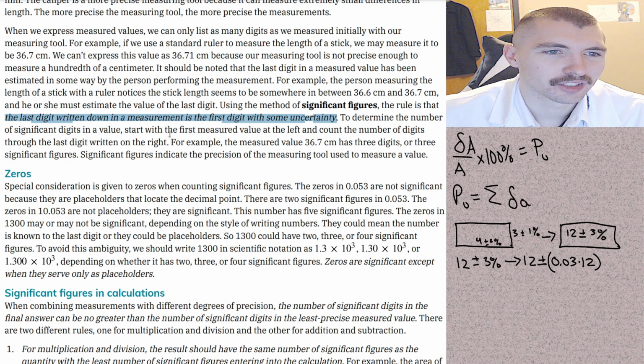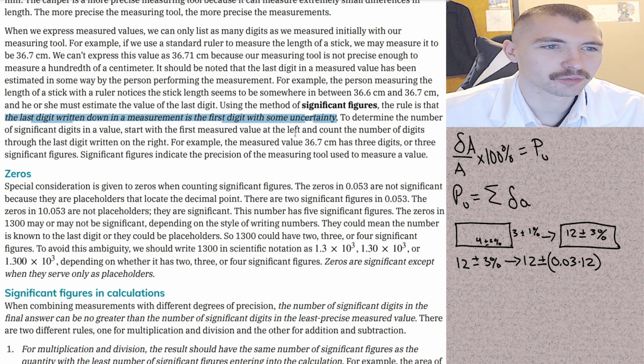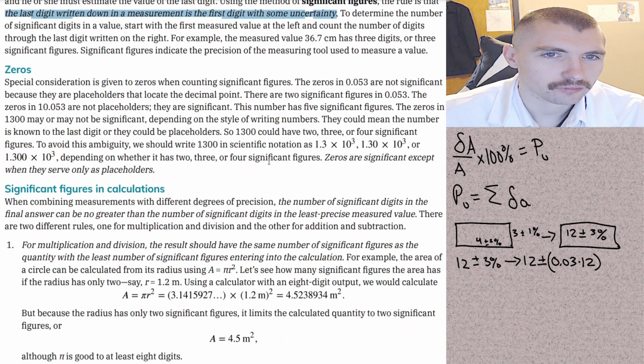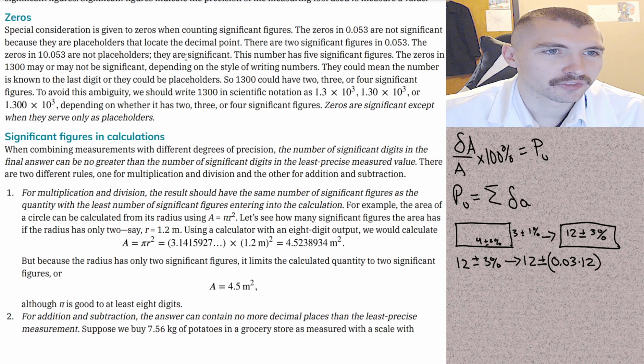We need significant digits in a value. We start with the first measured value at the left and count the number of digits through the last. The measured value 36.7 centimeters has 3 digits, so 3 significant figures, which indicate the precision of the measuring tool. Special consideration is given to zeros when counting. Zeros are not significant when they are placeholders that locate a decimal point. These are the two significant figures, zeros, and these. But these ones are significant. This number has at least 5 significant figures.